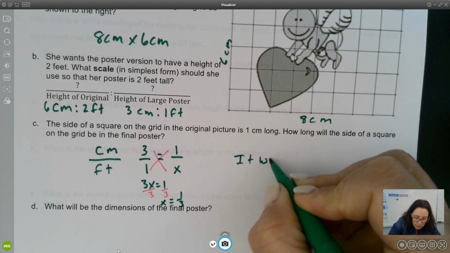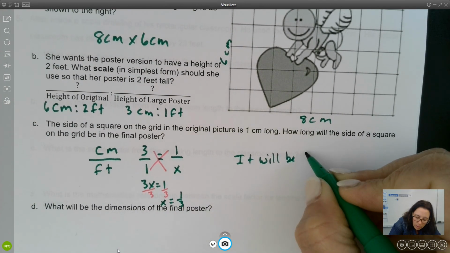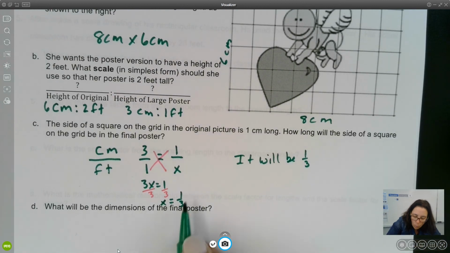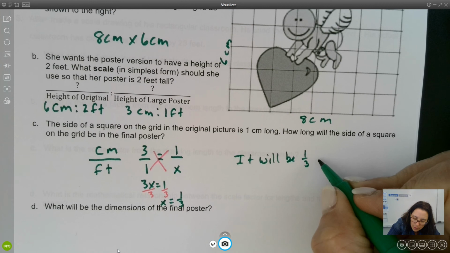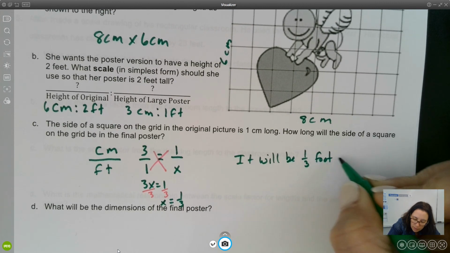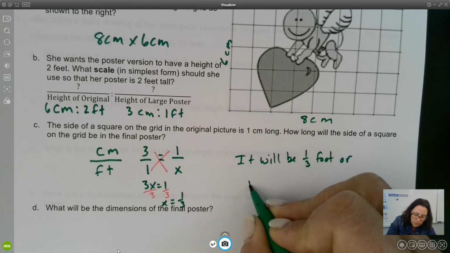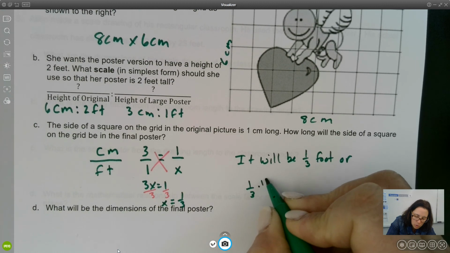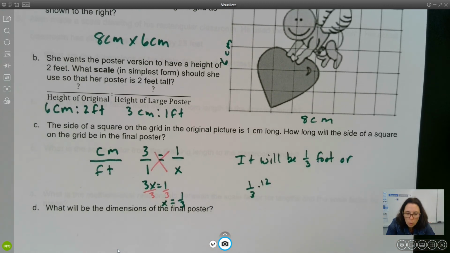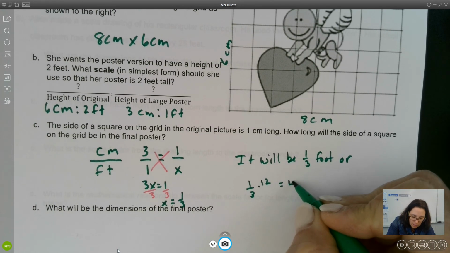So it will be 1/3. Now 1/3's units are feet. It'll be 1/3 foot. How many inches? Some of you may answer in inches. How many inches is 1/3 of a foot? Well, there are 12 inches in a foot. So if we do 1/3 times 12, 1/3 of 12, that would be 4.